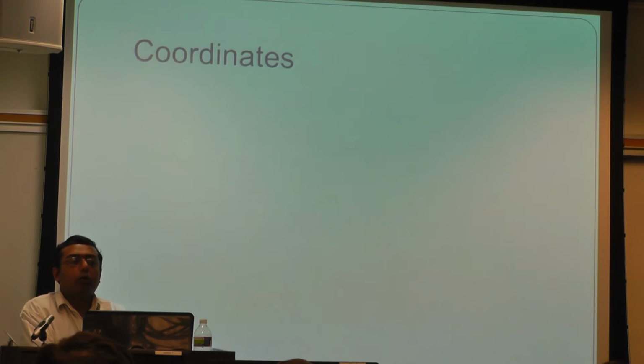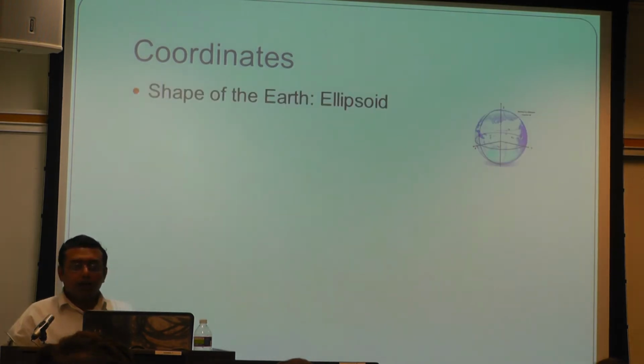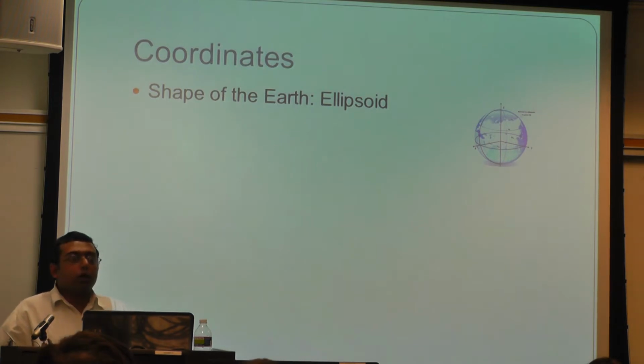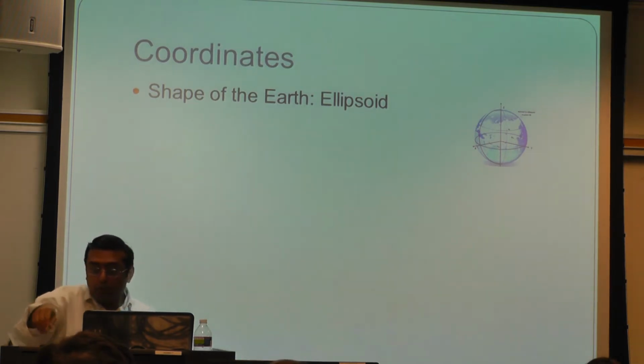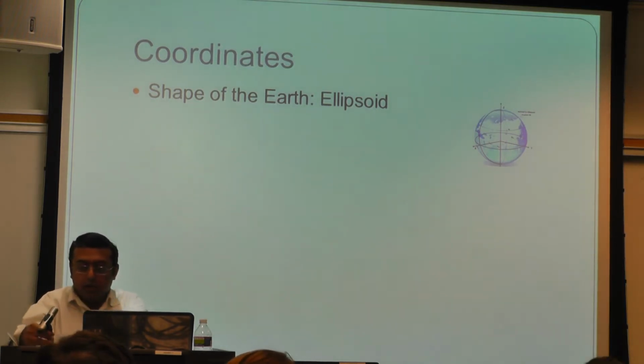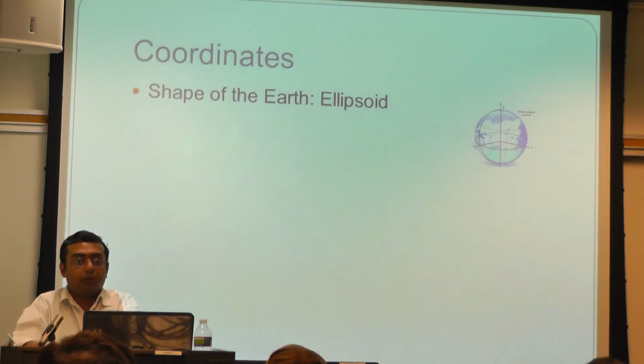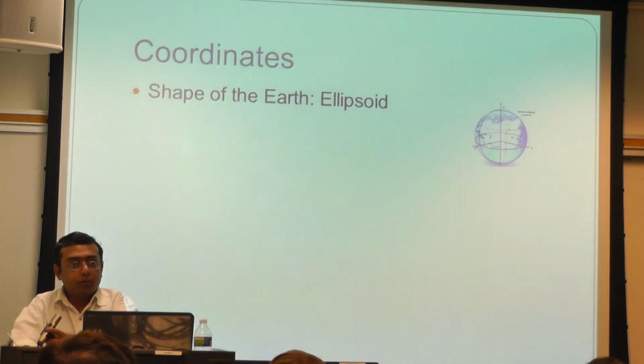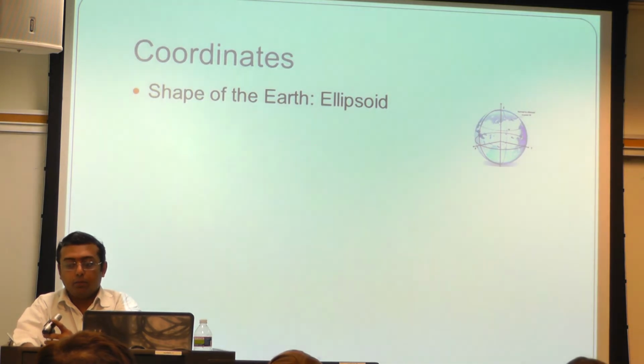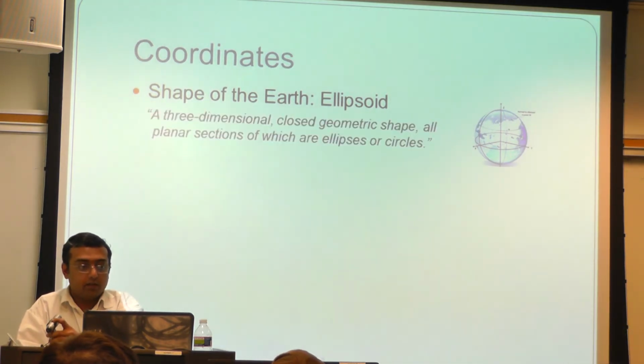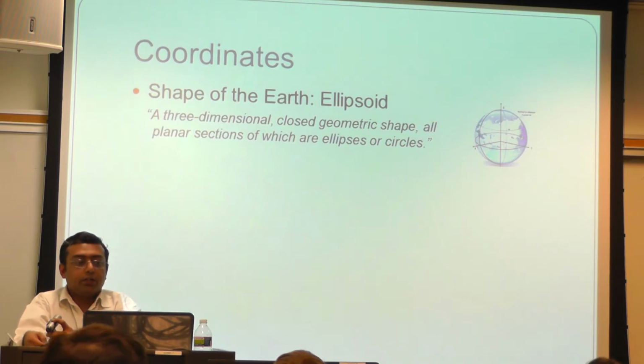Basic stuff. What are coordinates? To understand coordinates, you have to first understand the shape of the Earth. The correct answer to what is the shape of the Earth is actually an ellipsoid. It is pretty hard to manage, but that is what it is. What is an ellipsoid? It is a three-dimensional closed geometric shape, all planar sections of which are ellipses and circles.